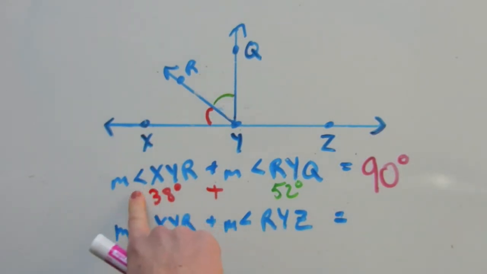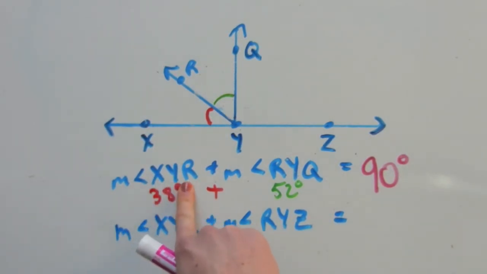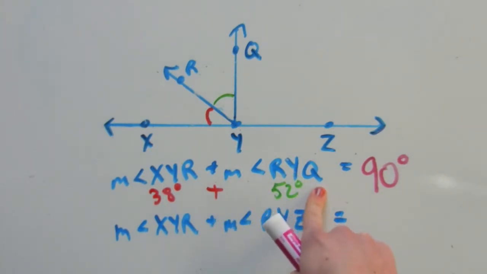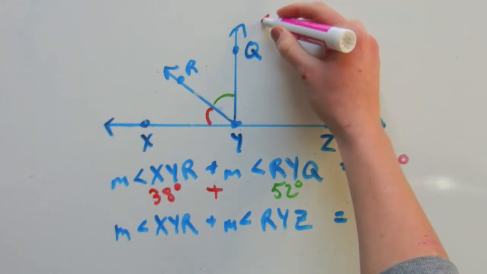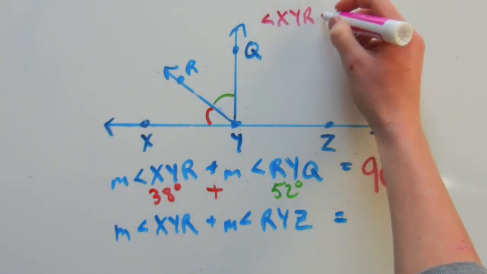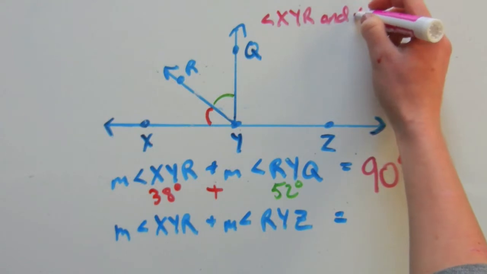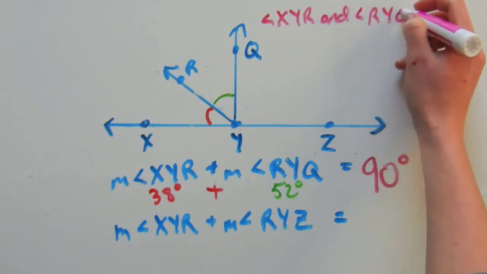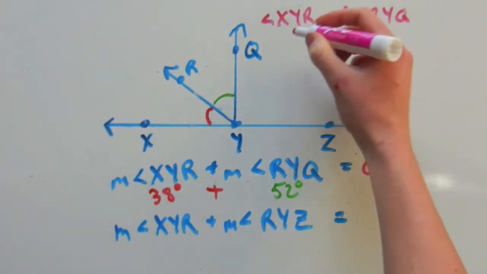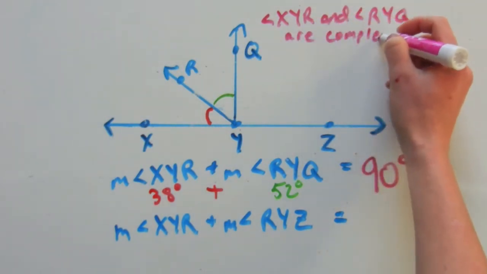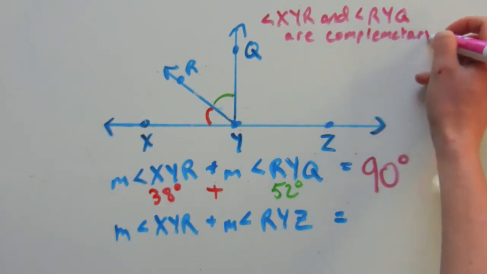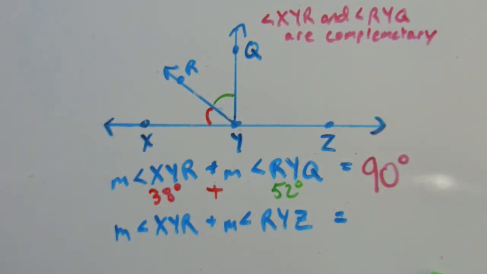Therefore, angle XYR and angle RYQ are complementary angles. So up here I'm going to say angle XYR and angle RYQ are complementary. And those are complementary angles.